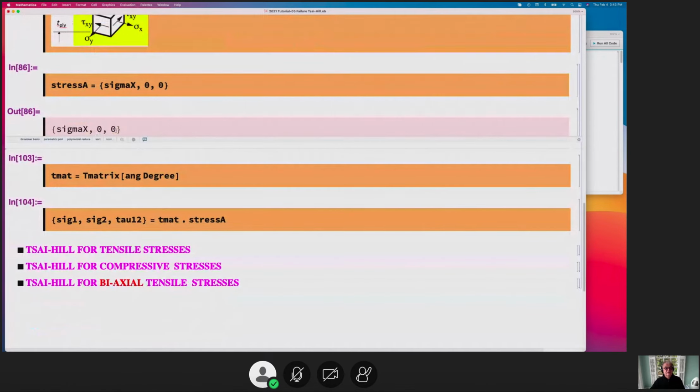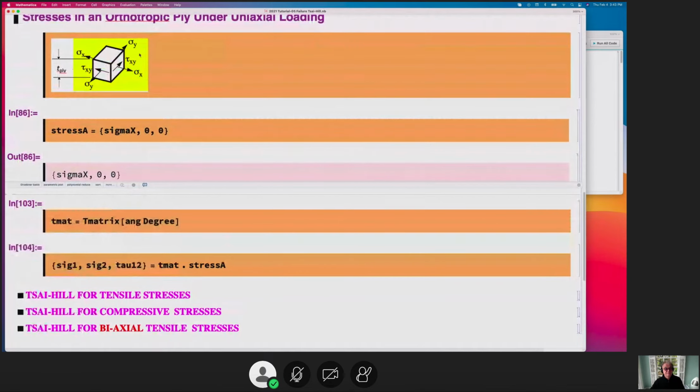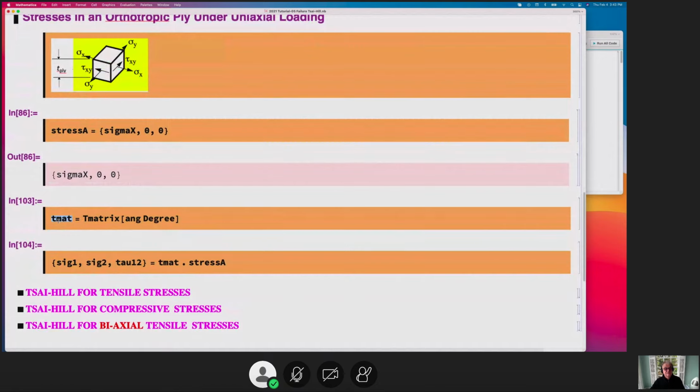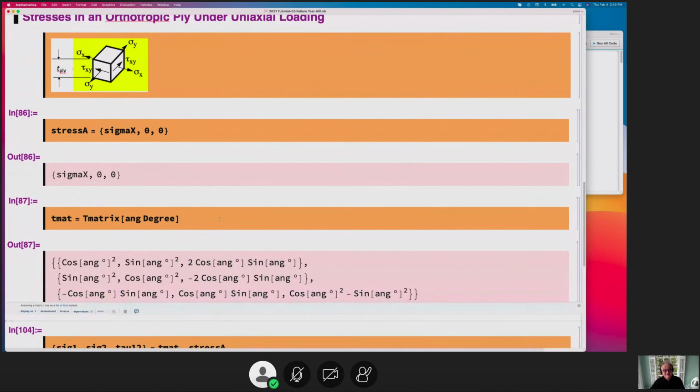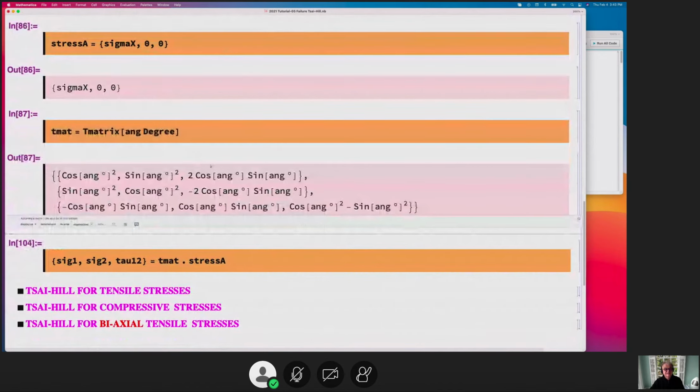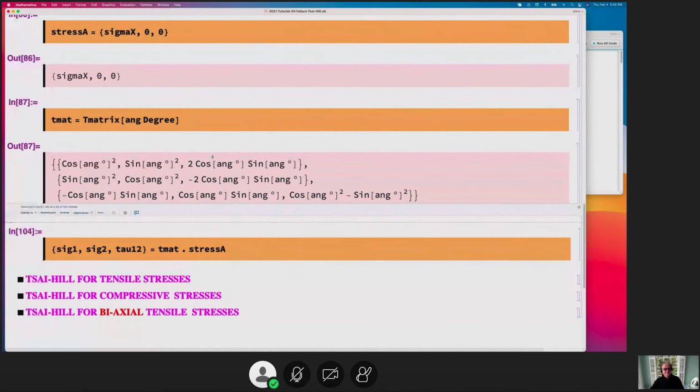Sigma y is equal to 0, tau xy is equal to 0. Then I need the transformation matrix so that I can find sigma 1, sigma 2, tau 12. Basically, in the T matrix, I leave a variable angle, in degrees. So the orientation is an angle in degrees, so that I can make plots of these stresses along the fiber and transverse to the fiber directions.